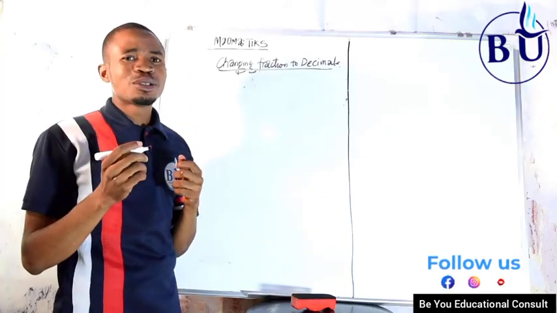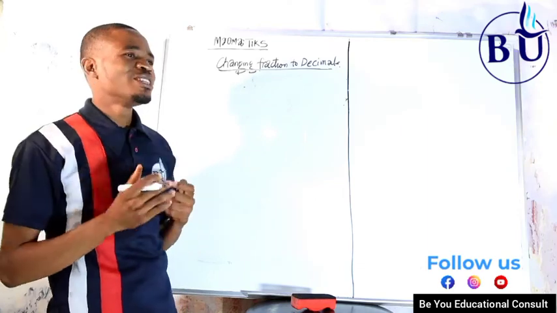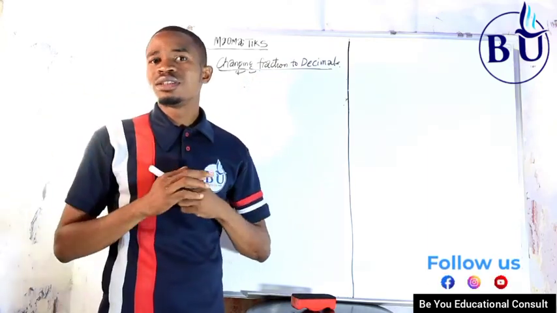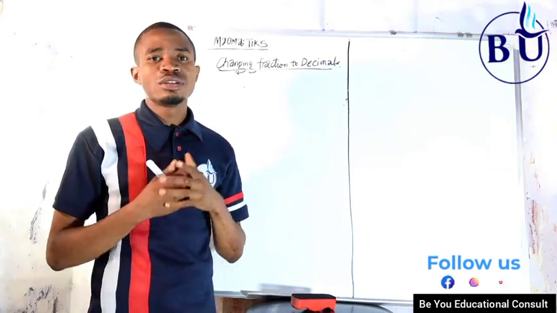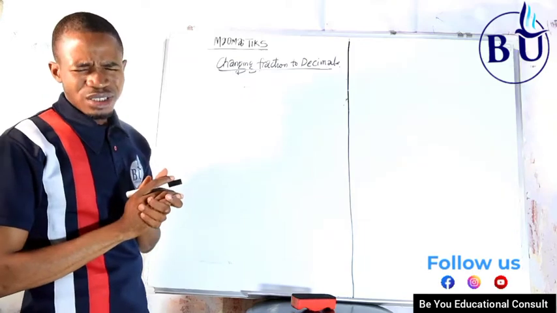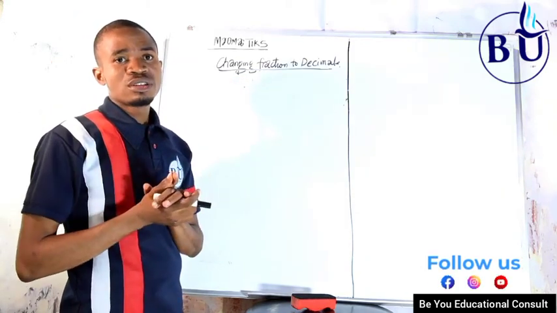Today I want to teach you how to change fractions to decimals. Some people find it very difficult to change a fraction to what? Decimal. The simple method we majorly use for it is long division. I'll tell you what a decimal is: a decimal is a fraction when it's converted into what? With points. That's what we call a decimal.